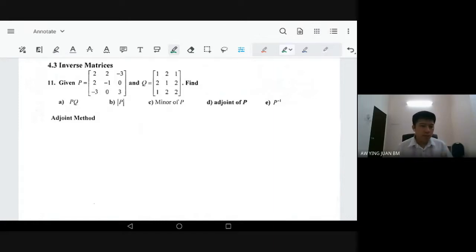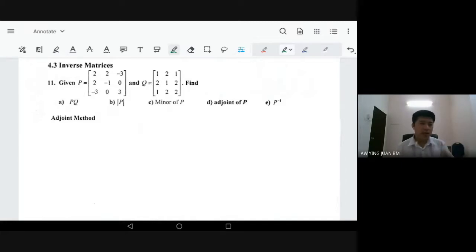So number one, you must remember the determinant of the matrix. Let's say in here we have matrix P. The determinant for the matrix P must be not equal to 0, because if it is equal to 0, automatically there won't be an inverse matrix.